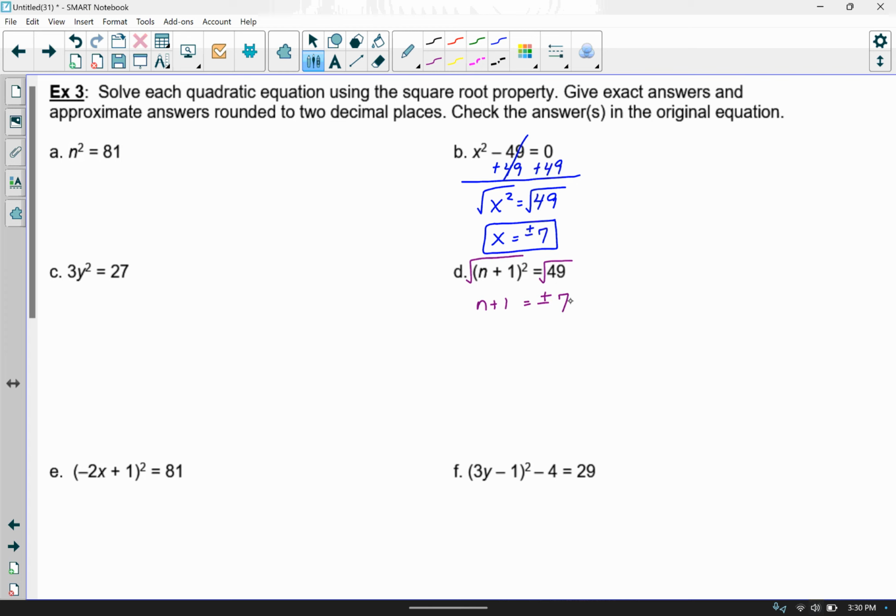So then in order to get n all by itself, I'm going to subtract 1 from both sides. So n equals negative 1 plus or minus 7. So essentially what that means is you have negative 1 plus 7 and negative 1 minus 7. Negative 1 plus 7 gives me a positive 6. Negative 1 minus 7 gives me a negative 8. So those are our two solutions, 6 and negative 8.